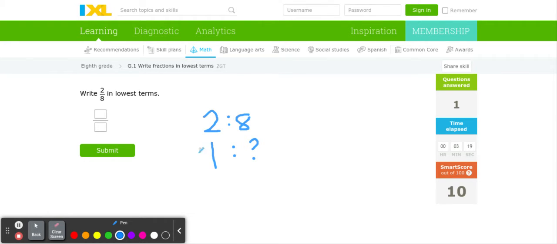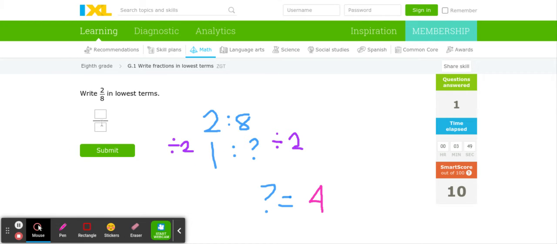So once we have this, we have to find out how we get from 2 to 1. Well, we can divide by 2. Since we divided by 2 to get to 1 over here, we're going to divide by 2 over here as well. So 8 divided by 2 equals 4, which means the question mark equals 4. And in this case, we're not going to say it's 4 to 1, because we know the numerator is 1, while the denominator is 4.